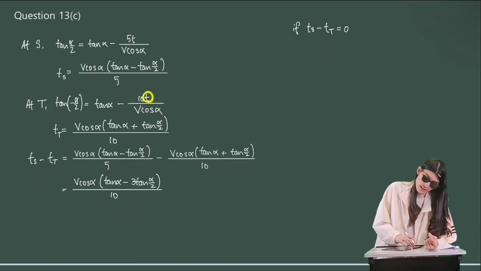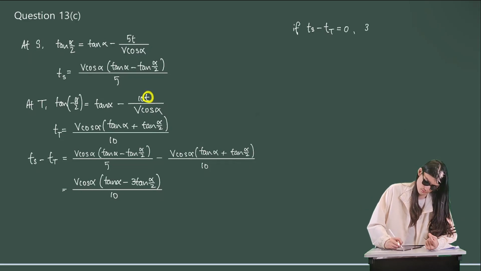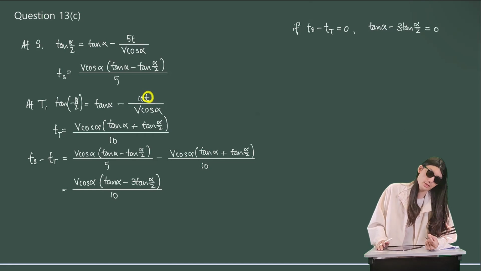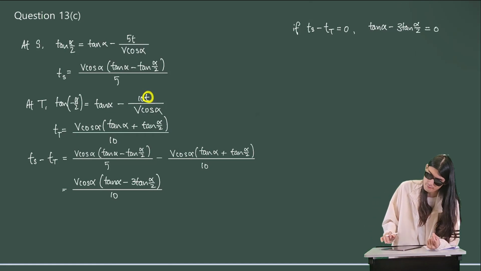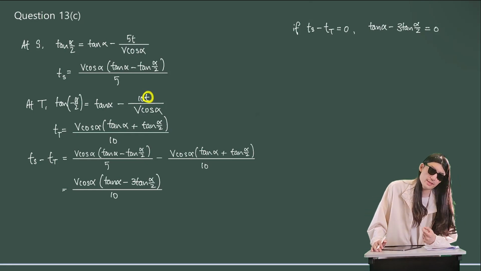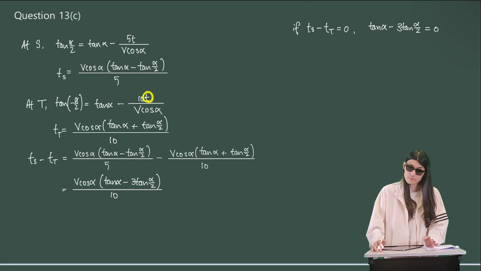Of course, that then means that the last remaining factor, tan alpha minus 3 tan alpha on 2, must be equal to 0. Okay? And solving this equation will allow me to find the launch angle alpha which makes the particle reach points S and T simultaneously, which makes the time difference Ts minus Tt equal to 0. So let's do that.